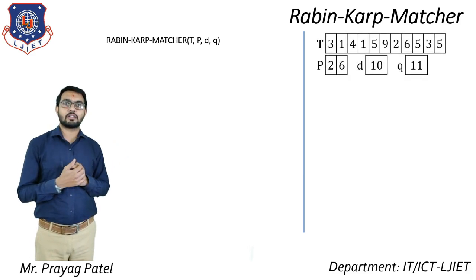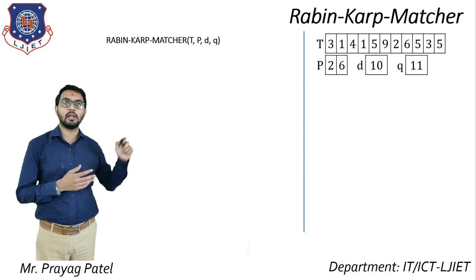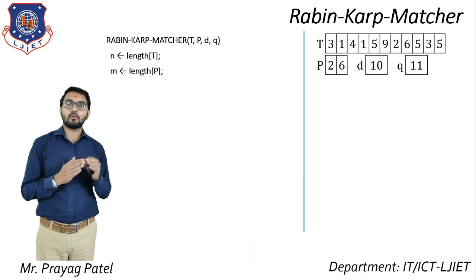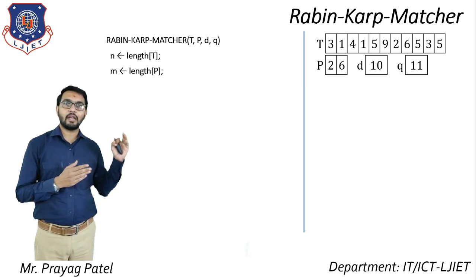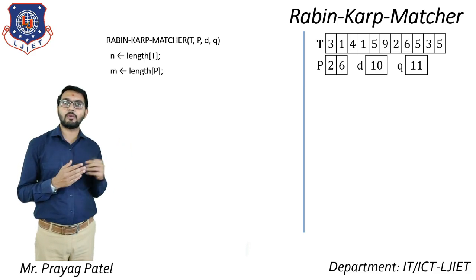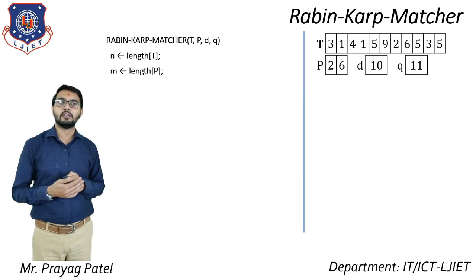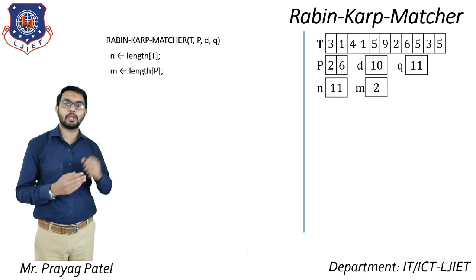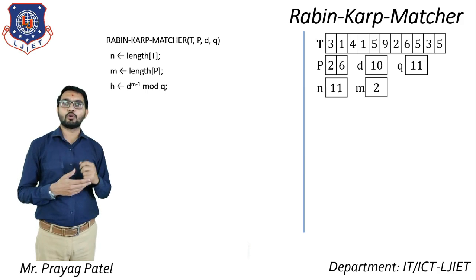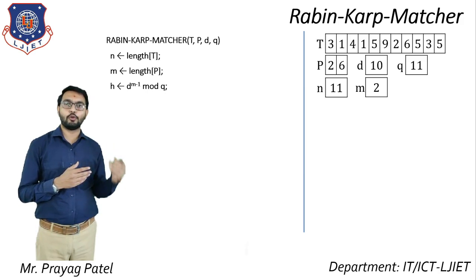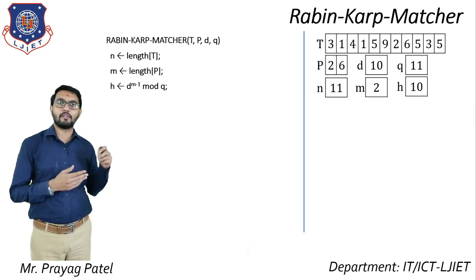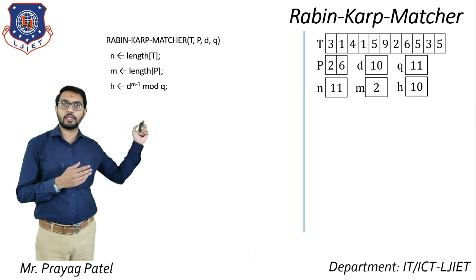Now here consider text is given, pattern equal to 26, D equal to 10 because it is a decimal number, and Q equal to 11. Now consider first step is n equal to length of T. Length of T equal to text length, and m equal to length of P means pattern length. So here consider n equal to 11 and m equal to 2 for our example. Now consider h equal to D raised to m minus 1 modulo Q to find your next value. So here consider value of h equal to 10 according to this equation.